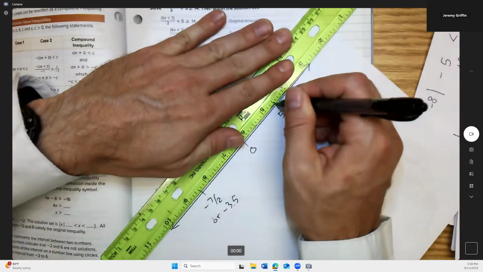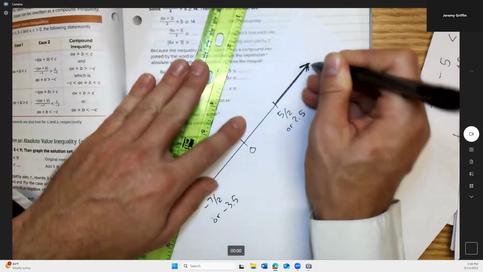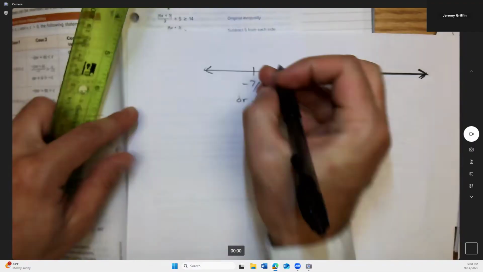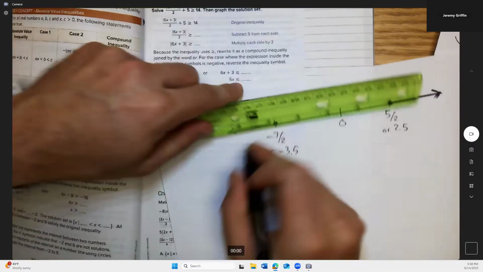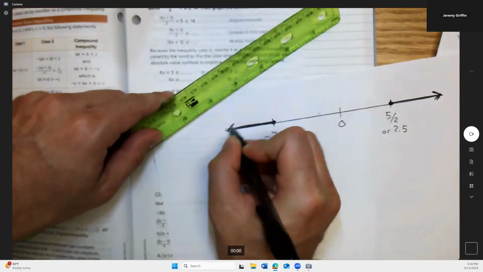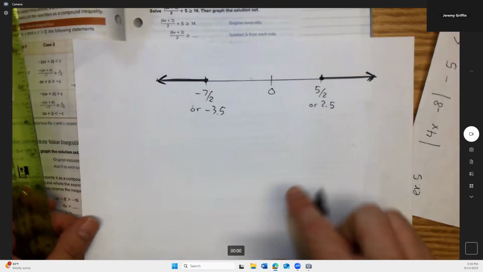So that would look like this: greater than the positive value would be this set of values over here, and we're allowed to include the number because it was greater than or equal to. In there, it could be this value or anything less than this. Something like that. So that should be the solution.